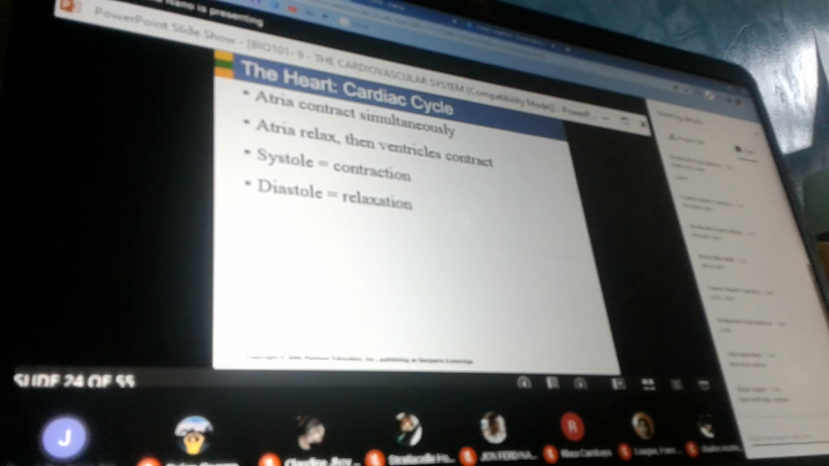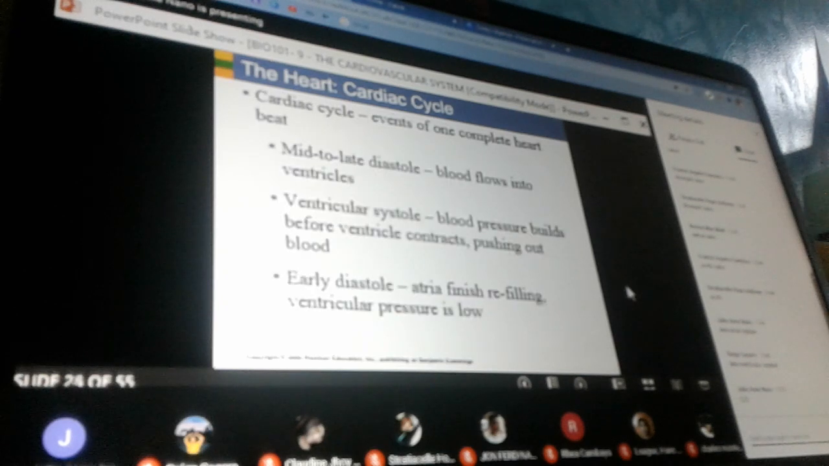Okay? In blood pressure taking, the upper number is the systole, and the lower number is our diastole. Systole over diastole. So, one cardiac cycle means one complete heartbeat. One cardiac cycle is equal to one complete heartbeat.